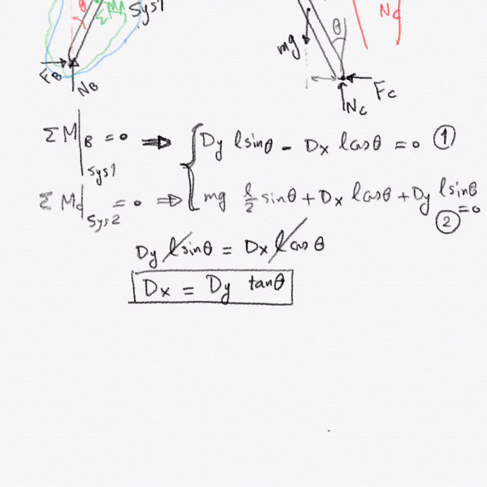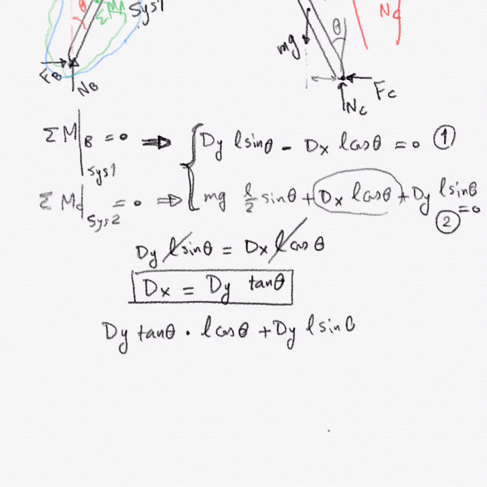take that to the right, then you get, instead of dx, you put dy tangent theta, then you multiply by L cosine theta, so this is this term, plus dy L sine theta is equal to, take mg L over 2 sine theta to the right, so you get negative mg L over 2 sine theta. So here, divide by L and factor it, right?